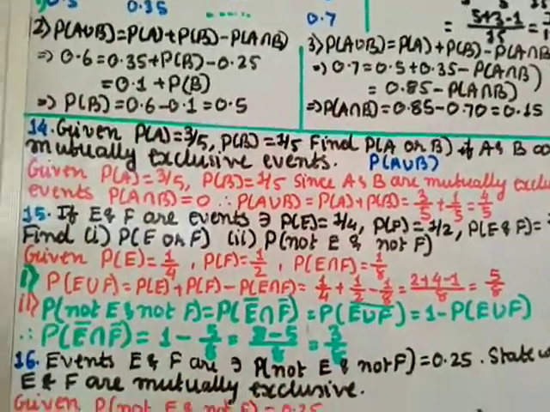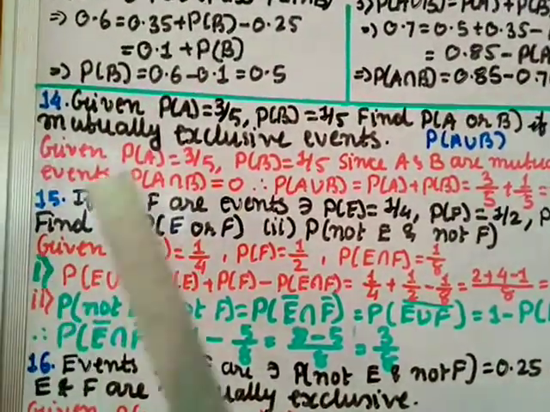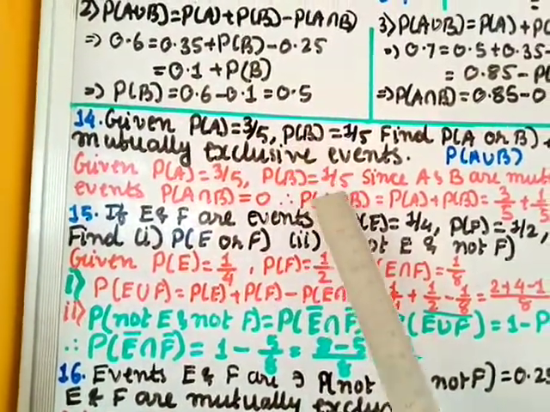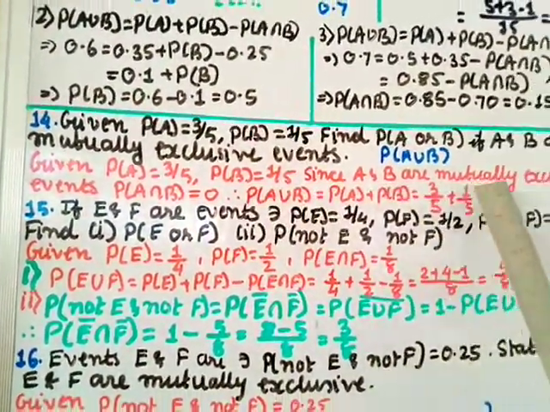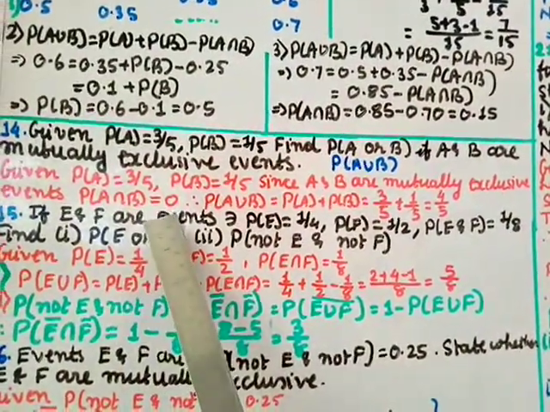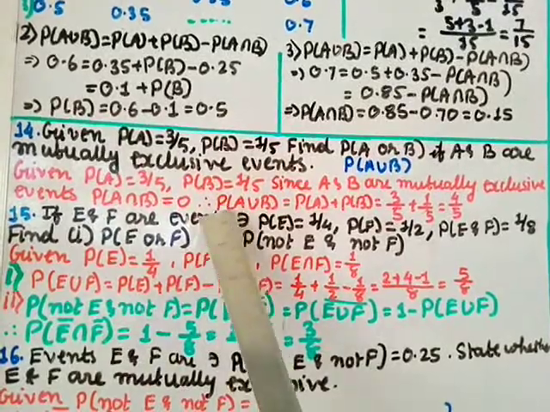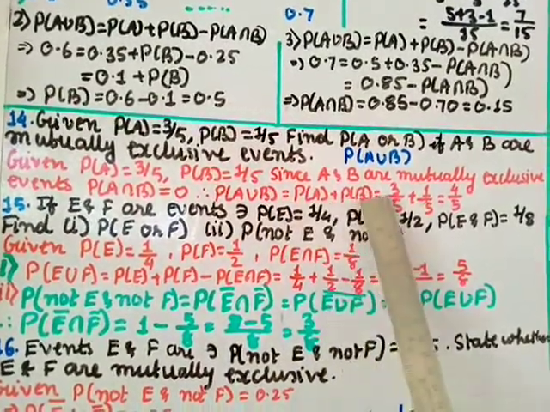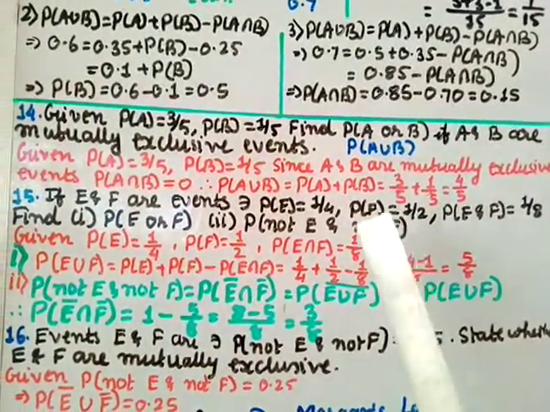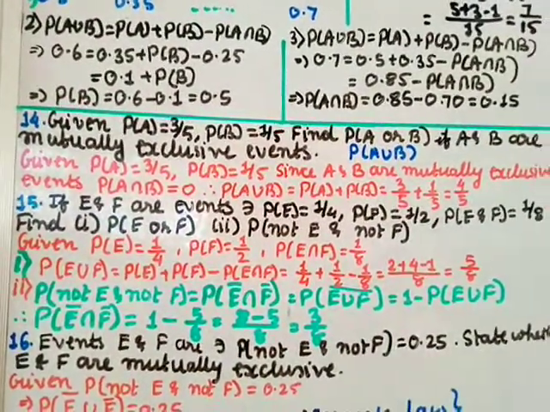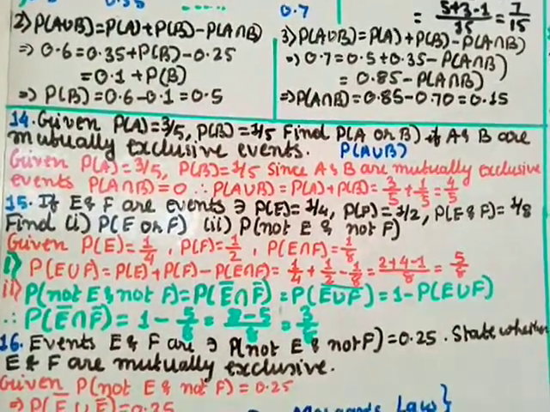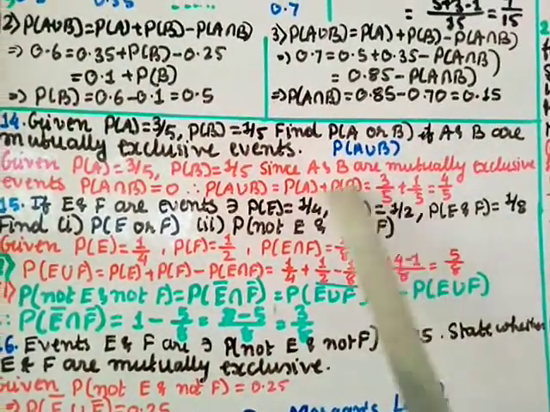Okay, so let us write what is given and find the answer. So given P of A equal to 3 by 5, P of B is equal to 1 by 5. Since A and B are mutually exclusive events, P of A intersection B equal to 0. Now we use the formula P of A union B equal to P of A plus P of B minus P of A intersection B, but this value is 0, so not writing. Since given that it is mutually exclusive, we understand that P of A intersection B is 0, so we don't need to write it in the formula.